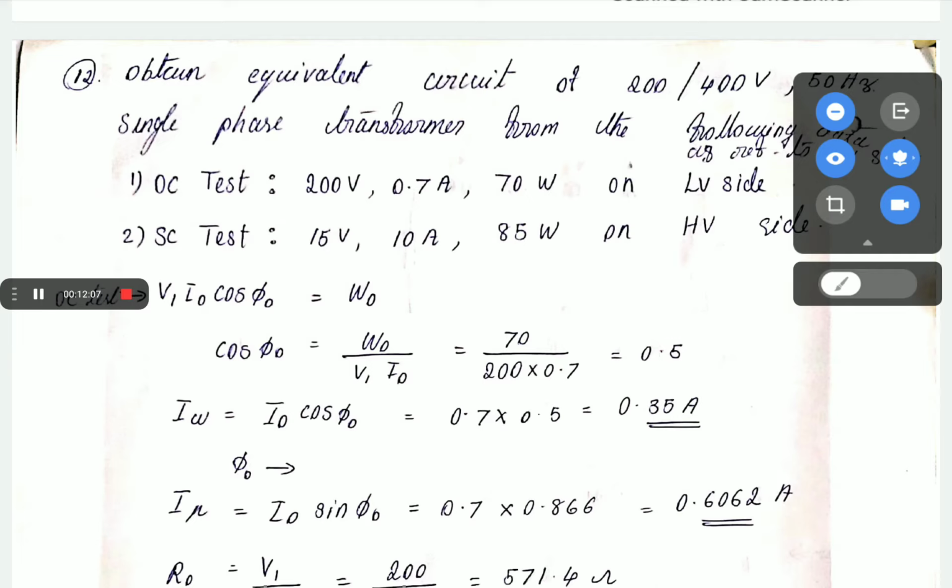In our laboratory you have to do open circuit test and short circuit test, and you have to find out the equivalent circuit, the electrical equivalent circuit of that transformer. So for that you have to do the same calculation there.